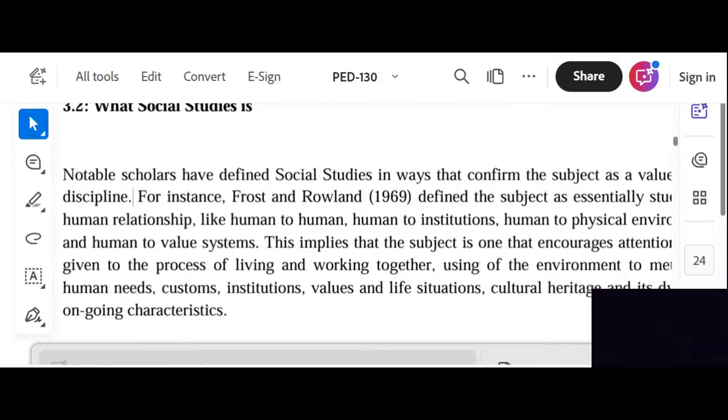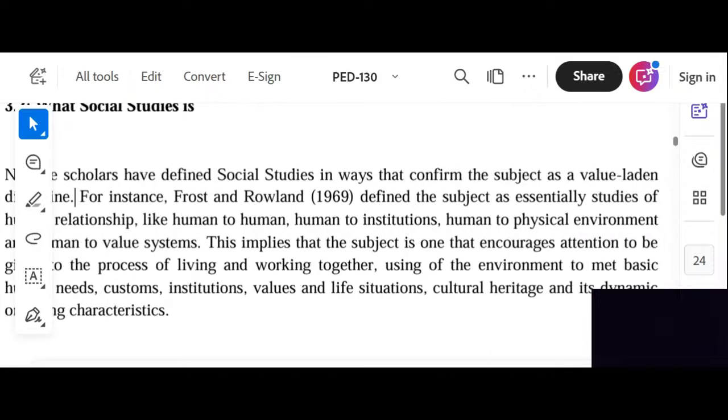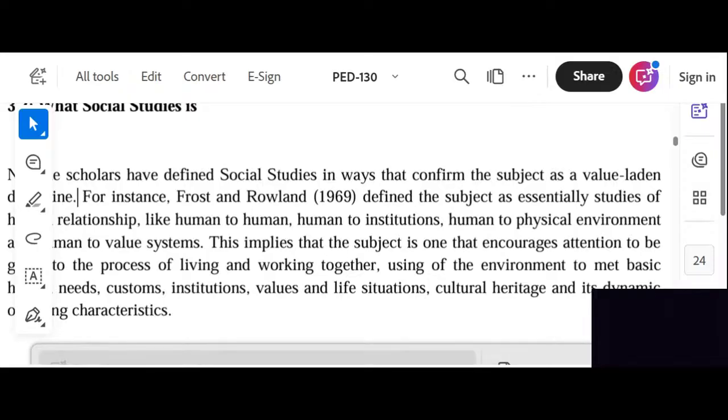You said value-laden discipline. Well, laden is actually the word used. That means it carries the weight of discipline. Laden with the weight, saddled. It is a value-laden discipline.